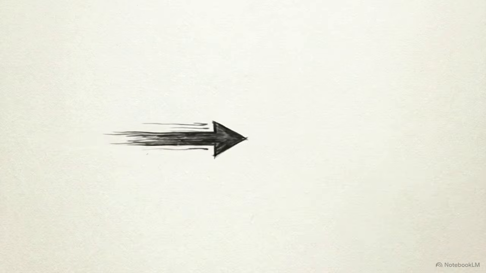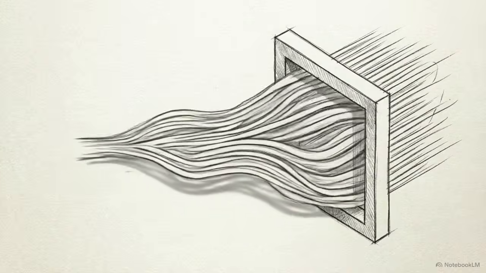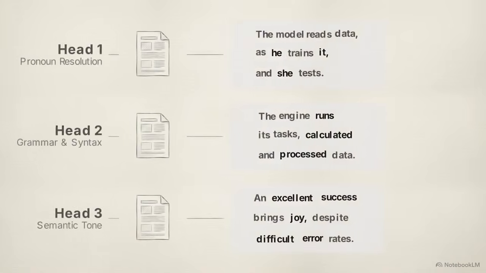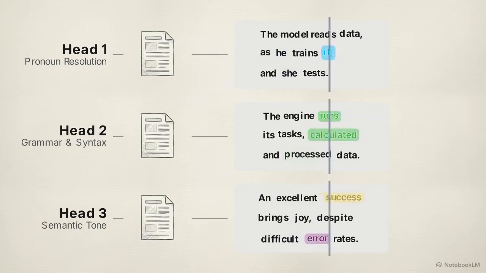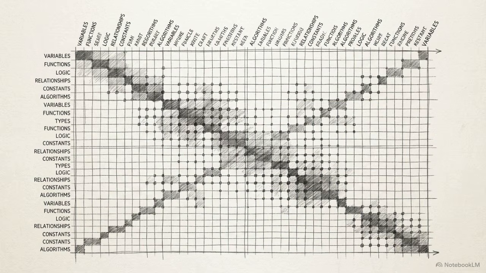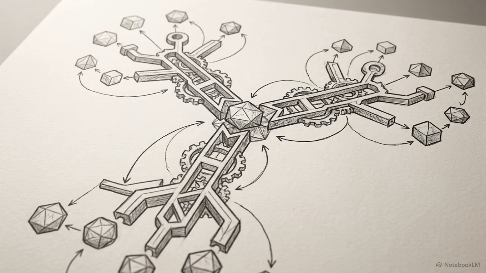Modern language models perform this exact calculation dozens of times simultaneously through a process known as multi-head attention. Different attention heads track different linguistic layers in parallel. One resolves pronouns, another monitors grammar, and a third tracks semantic tone. Attention allows the model to weigh every word against every other word, producing a mathematically refined representation of the text without human intervention.